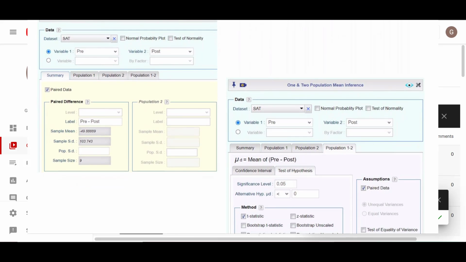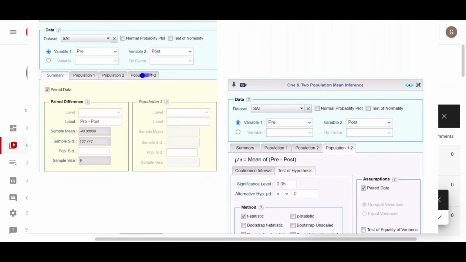So you've seen these boxes before, and in the past, we filled out the population 1 and 2. But what happens is you would click your data set and then choose your two variables. And then once you click paired, this changes from population 1 to paired difference. And it's going to show the subtraction of variable 1 minus variable 2. And it'll give the sample mean of the difference, the sample standard deviation of the difference, and then the sample size. It's going to give you all that.